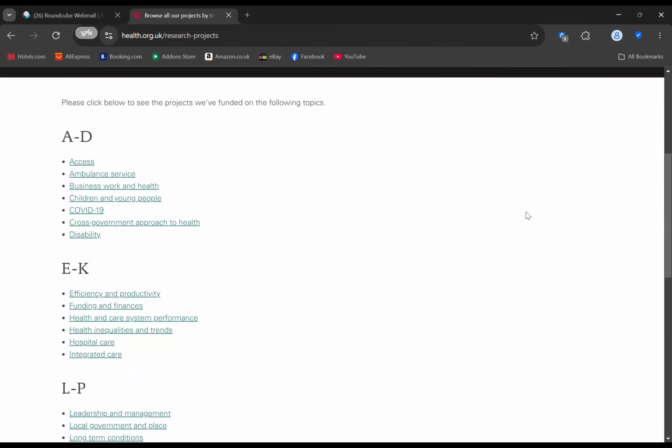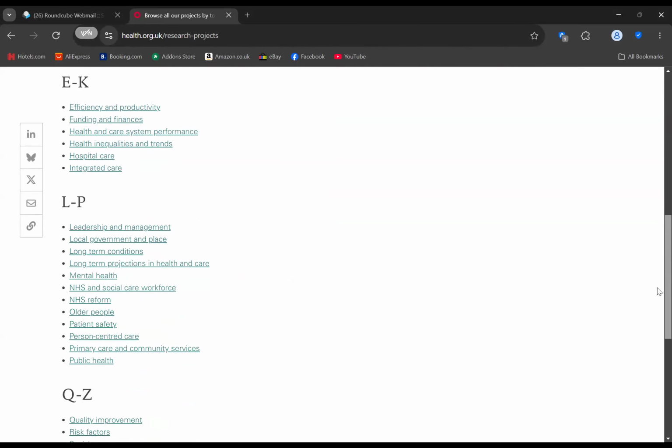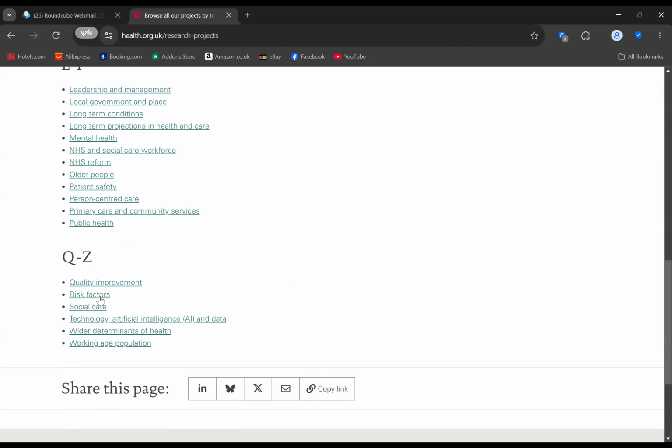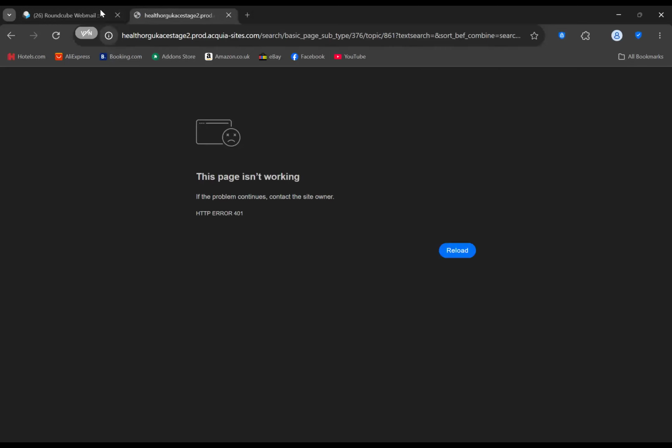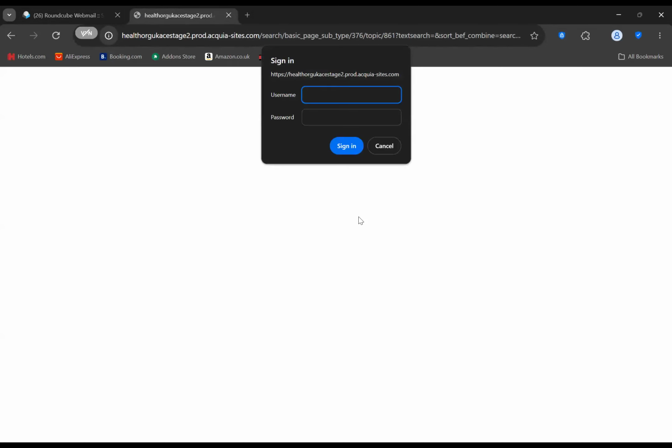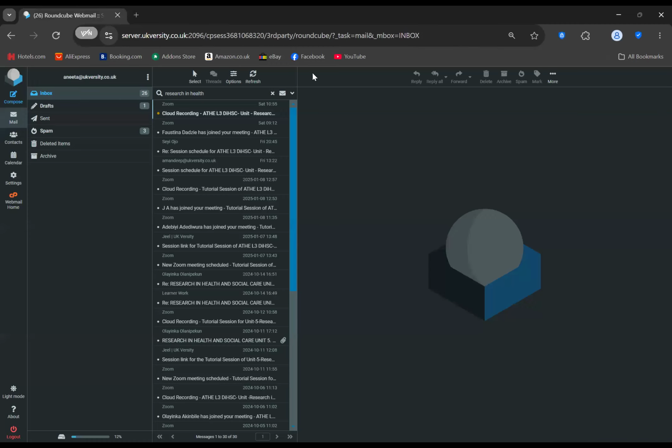So you have a list of all these topics. You can, for instance, go to risk factors, or any other topic that you want. It's not letting me open it up right now. However, when you open it on your own end, you will have a list of all the projects that are there, and you can then understand what you want to do. Okay. And you can talk about their objectives, what their aims were. That is known as secondary research.